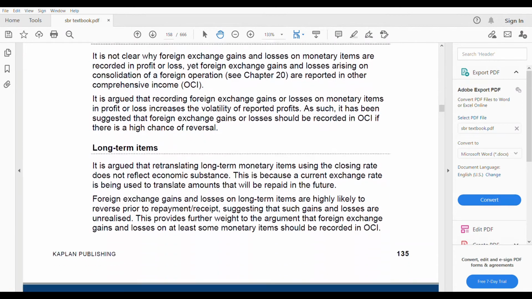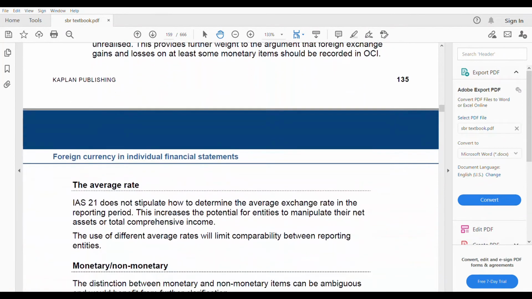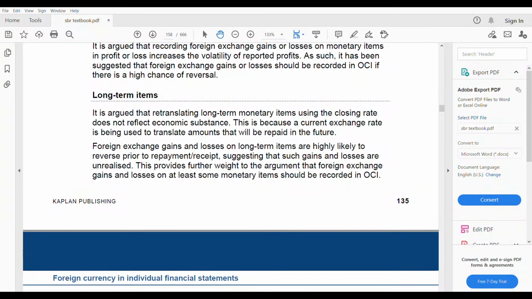Now let us go to the long-term items. It is argued that retranslating long-term monetary items using the closing rate does not reflect the economic substance. This is because the current exchange rate is being used to translate amounts that will be repaid in the future. Do you think the closing rate reflects the economic substance? No, because you are translating using the closing exchange rate, that means the current exchange rate.